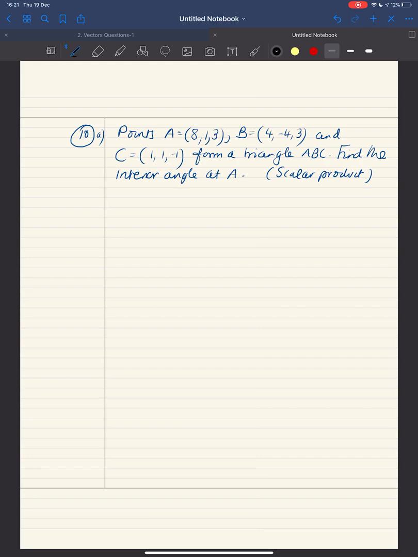Number 10. Points A, B and C form a triangle ABC. Find the interior angle at A. And I put scalar product there. It's probably to remind me to use the scalar product because there'll probably be a few ways of doing this. So let's draw this triangle. So we've got A, 8, 1, 3. B, which is 4, minus 4, 3. And C is 1, 1, minus 1.